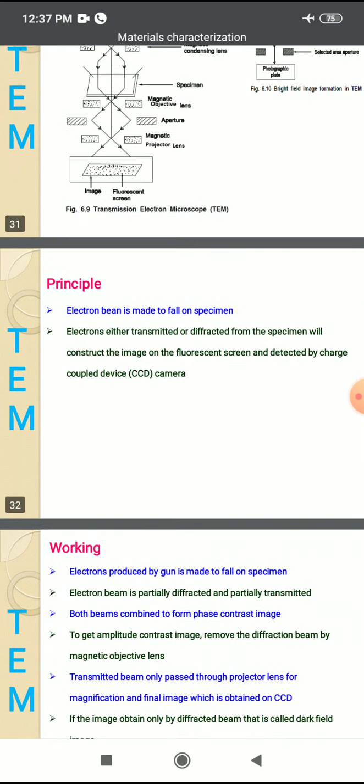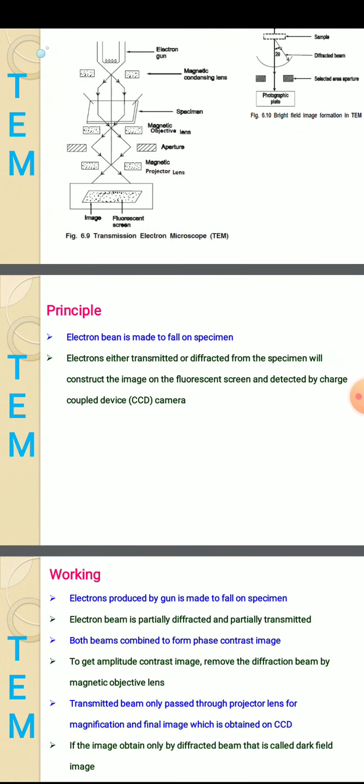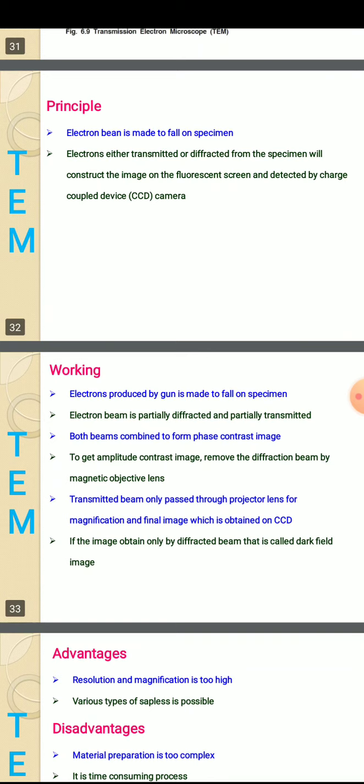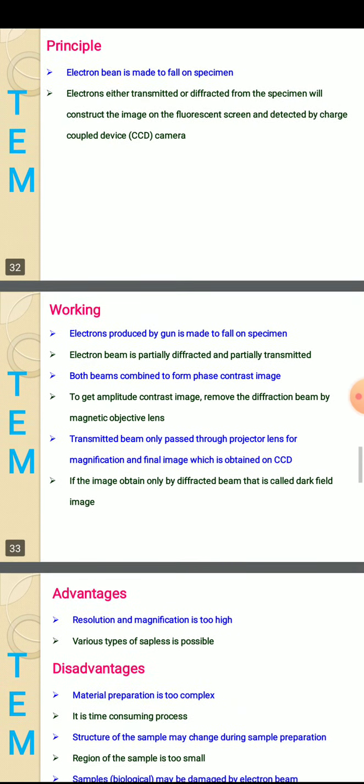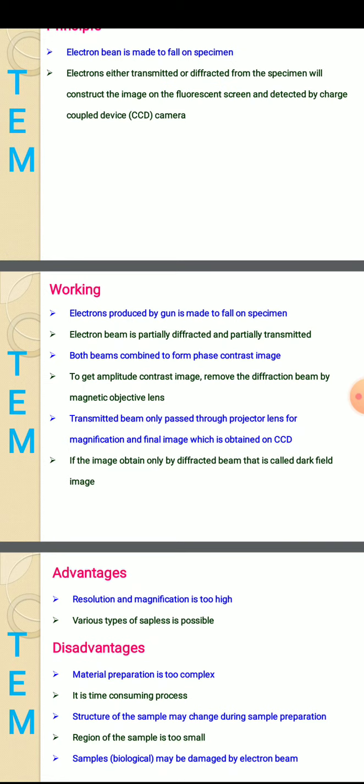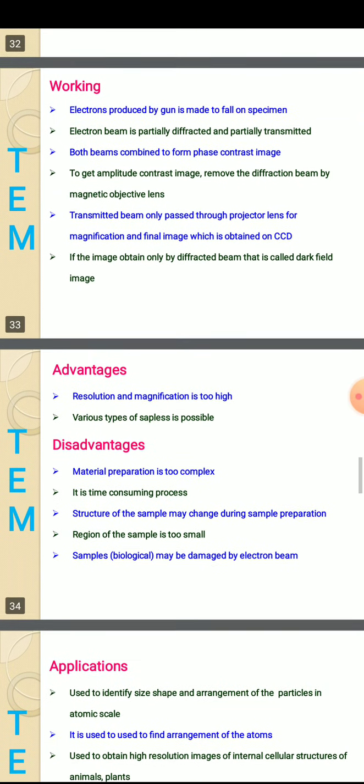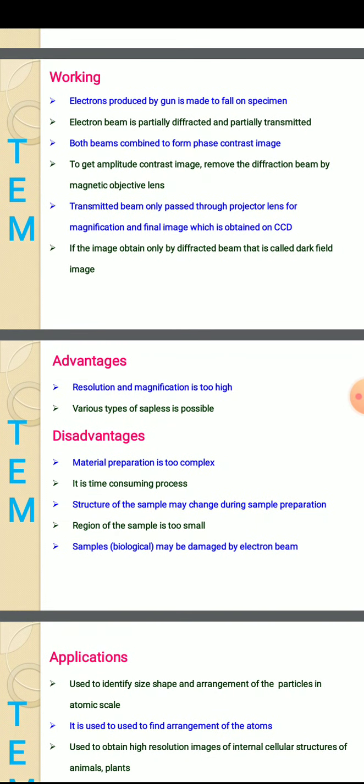By using this instrument, we can view the images with a CCD camera, that is a charge coupled device, even on a PC also. In this type of microscope, we can use the three-dimensional view also. So what are the advantages of this TEM? The resolution and the magnification power are very high, nearly 10 lakh times the original image, and various types of shapes are possible.